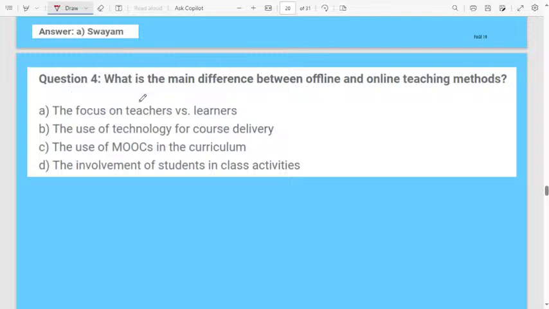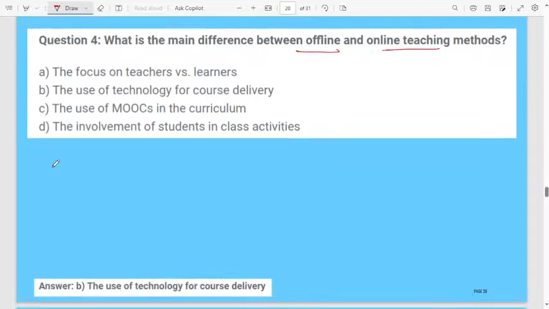What is the main difference between offline and online teaching method? Main difference between offline and online teaching method. First, the focus on teachers versus learners. B, the use of technology for course delivery. C, the use of MOOCs in the curriculum. Option D, the involvement of students in the classroom. What is the main difference between offline and online teaching method? Option B, the use of technology for course delivery.